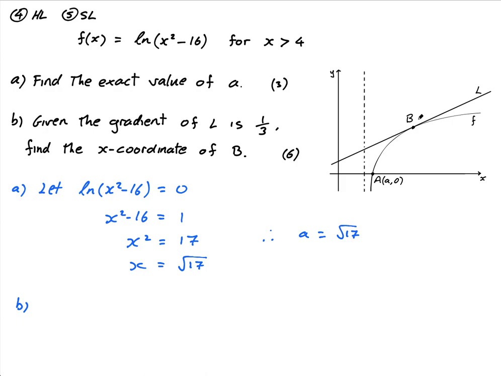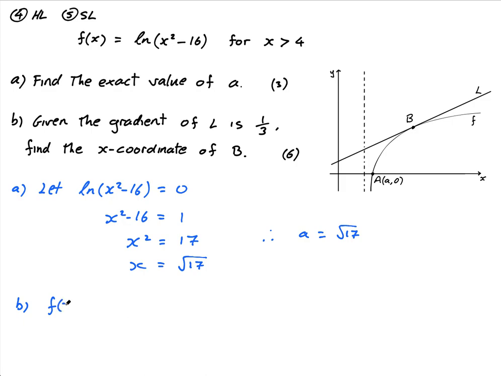Okay, so we need to find the x coordinate of B. Now let's have a think. The gradient is equal to the derivative of the function. So when the derivative of the function equals this gradient, then we will be at B. So we need to basically find the x coordinate that gives you a derivative of 1/3. So let me write that out.